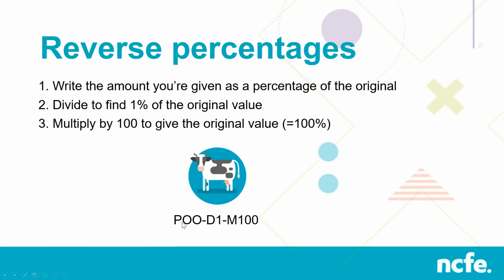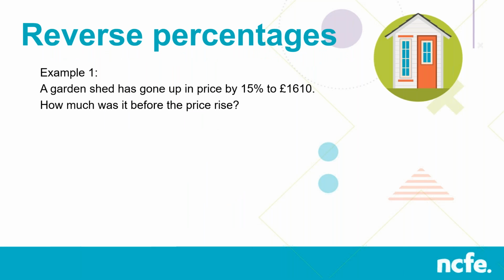I've created this little memory jotter here. So here we have Poodamoo. So Poo is percentage of original. D is actually divide to find 1%. And then Moo is multiply by 100 to give the original value. So we'll take a look at 2 examples of this, put it into practice.